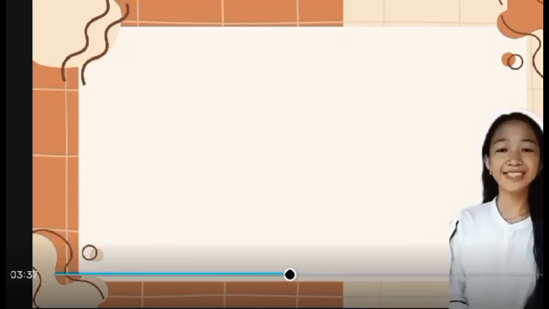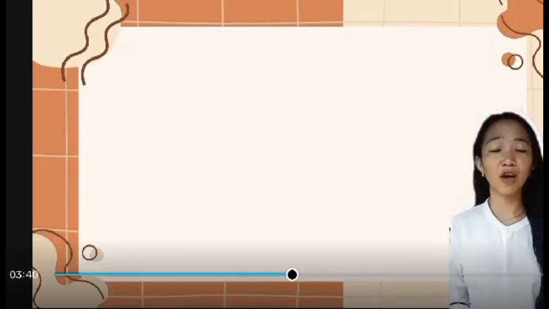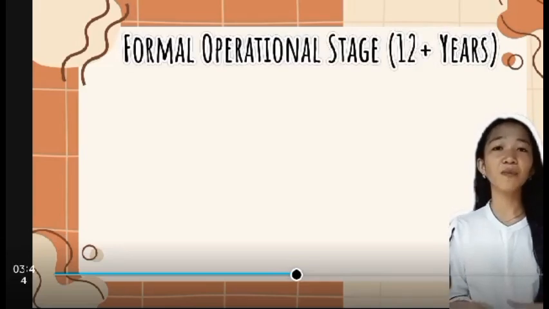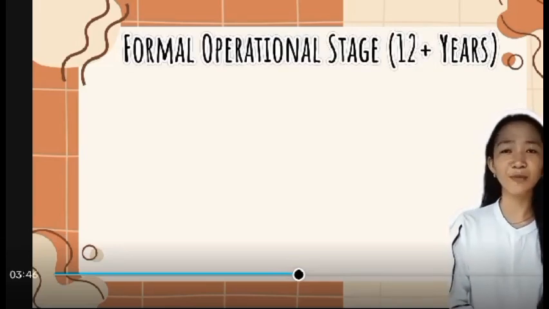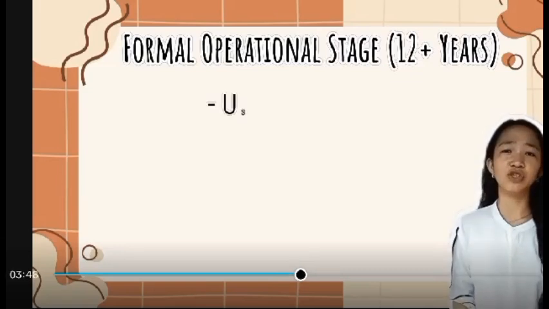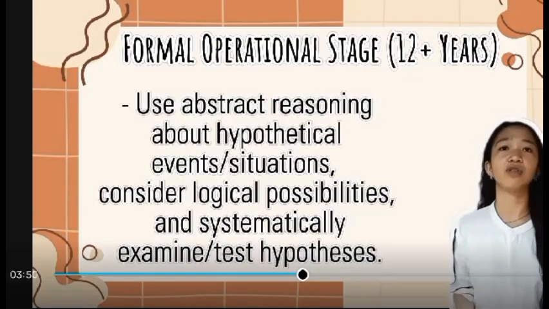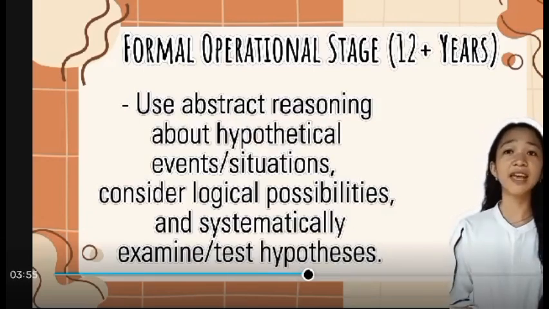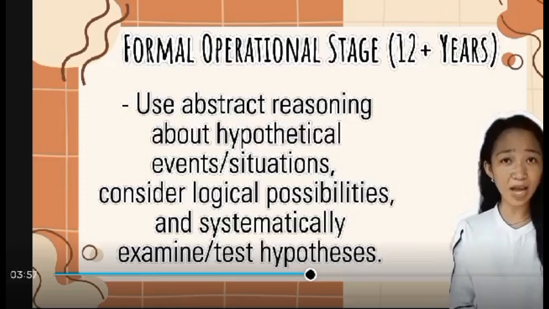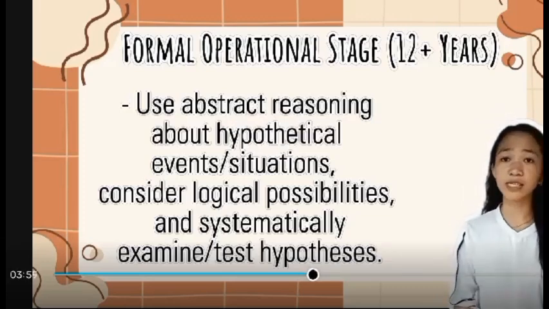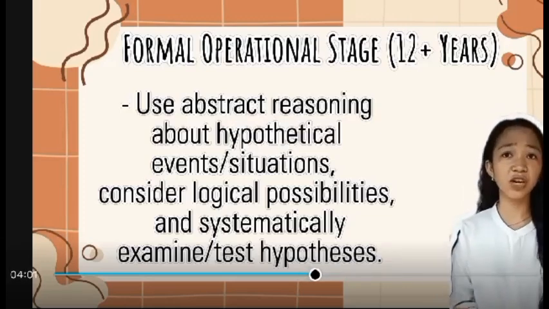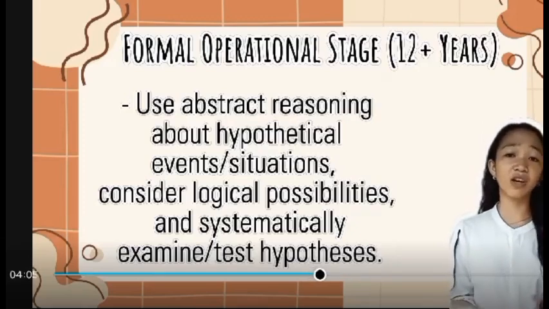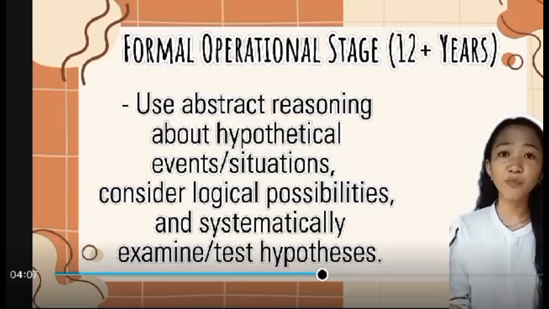The last stage of cognitive development in the theory of Jean Piaget is the formal operational, 12 years old and above. This stage uses abstract reasoning about hypothetical events or situations, considers logical possibilities, and systematically examines and tests hypotheses. At this stage, the children's cognitive development is still developing, still improving.